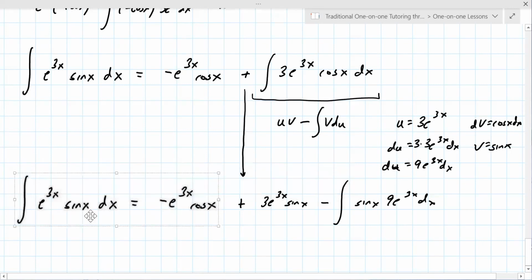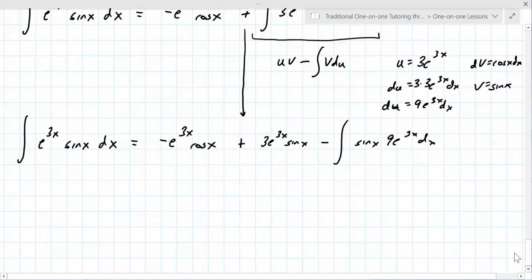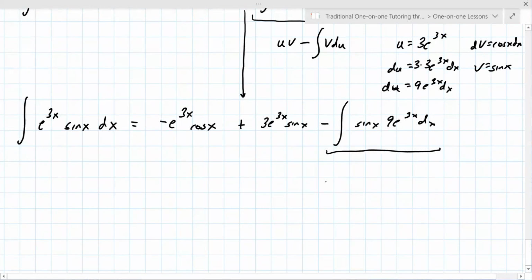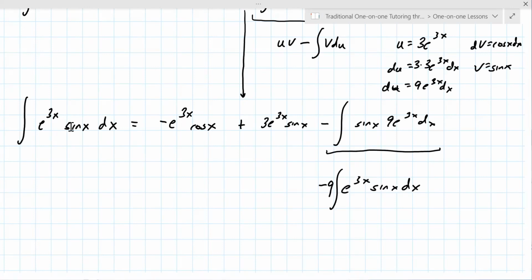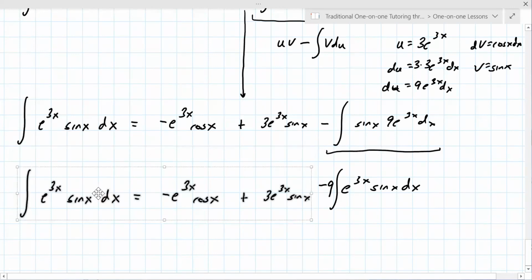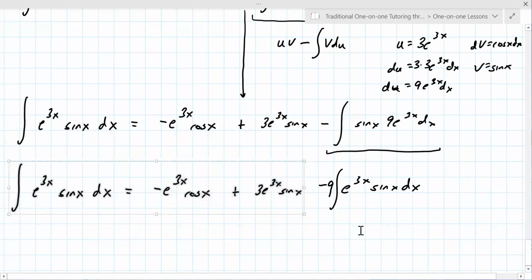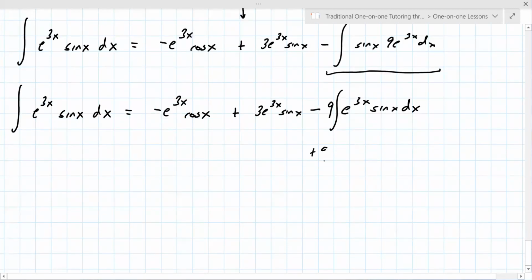What should jump out at you is that this right here, especially when I rewrite it and bring the 9 out, 9 e to the 3x sine x dx, is the same as the term over here on the left. Maybe there's a coefficient in front, but it's exactly the same. It's more clear that that's a minus. So you're adding 9 integral e to the 3x sine x dx to both sides.